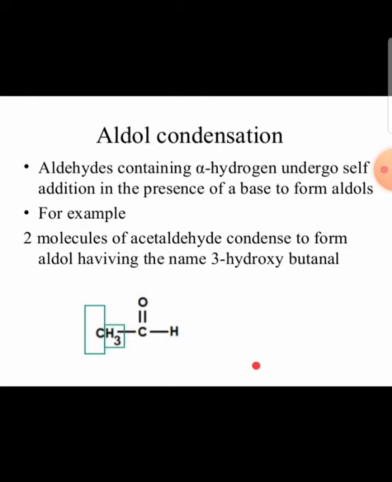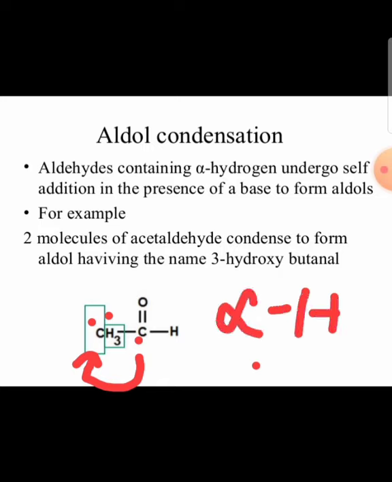Now, the meaning of alpha hydrogen is the hydrogen present on the alpha carbon. This is the carbonyl carbon atom, C double bond O. The adjacent carbon atom is the alpha carbon, and whatever hydrogen atoms are there, they are called alpha hydrogen. Now, the aldehydes having alpha hydrogen undergo aldol condensation.